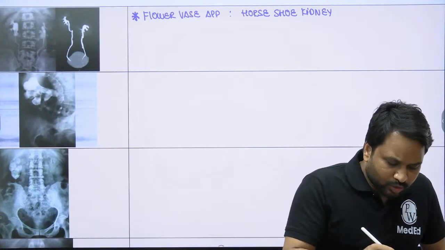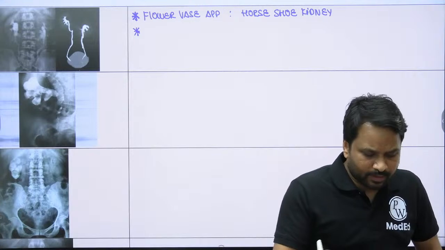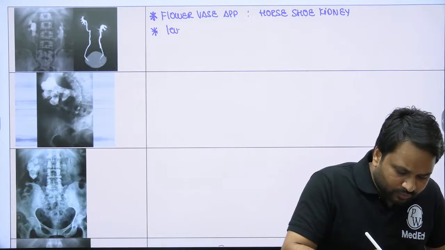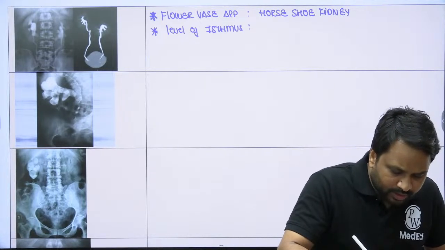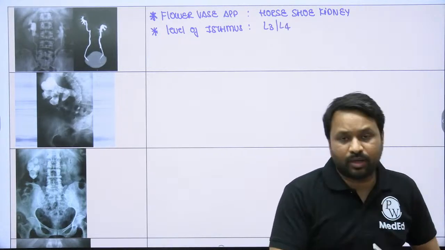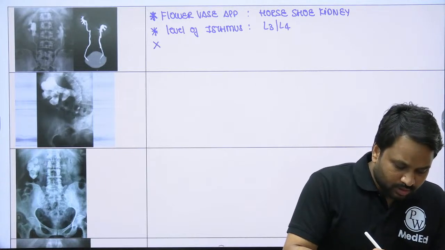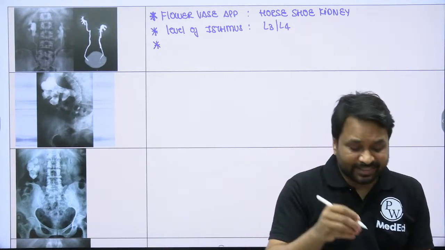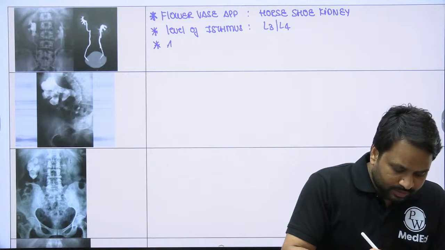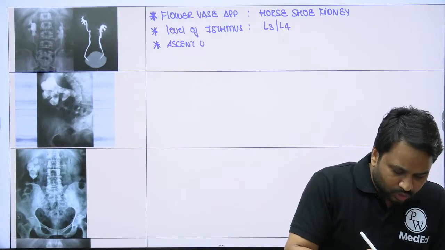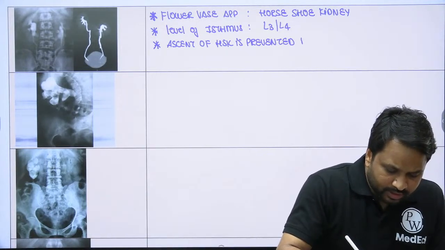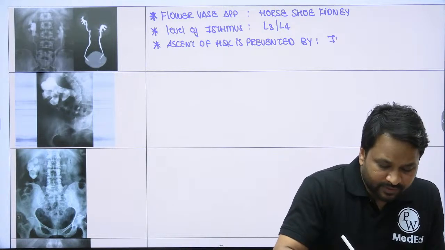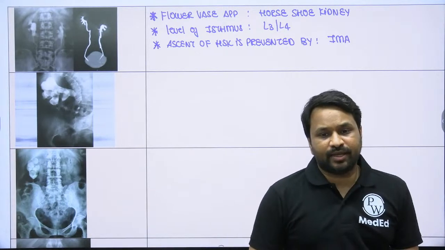Now, in the horseshoe kidney, the question that they ask you is, number one, what is the level of the isthmus of the horseshoe kidney? It is between the third and the fourth lumbar vertebra, right? What prevents the ascent of the horseshoe kidney? It is the inferior mesenteric artery.